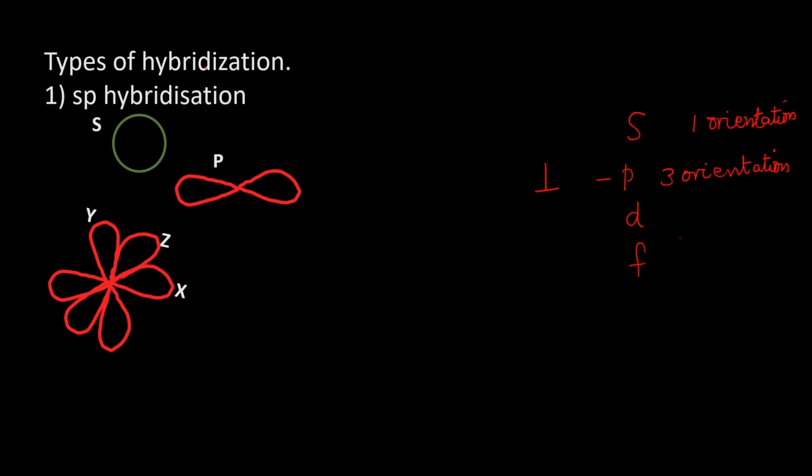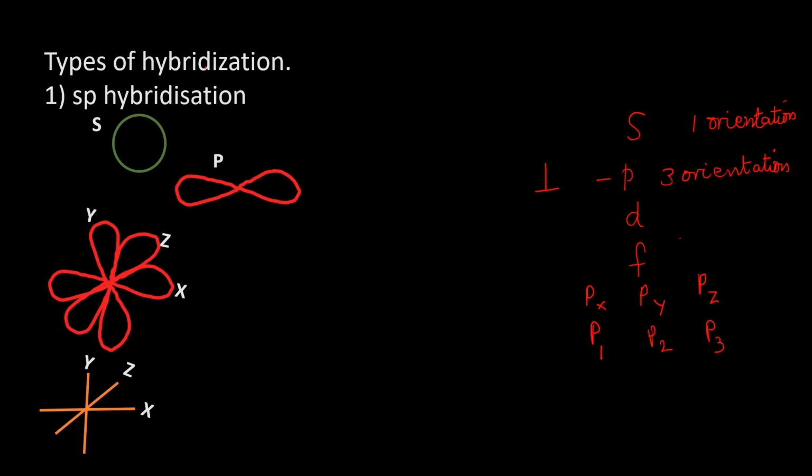We will show these three directions as lines. This is the x orientation, this is the vertical y orientation, and you have the z orientation. x and y are perpendicular, y and z are perpendicular, x and z are perpendicular. So all the three are mutually perpendicular. The three orientations of the p orbital are called px, py and pz. This is p1, p2 and p3.